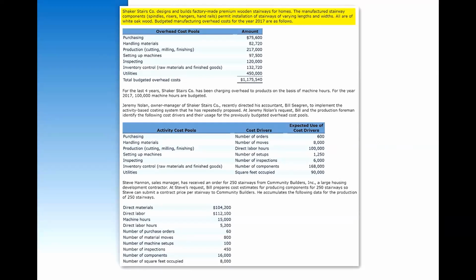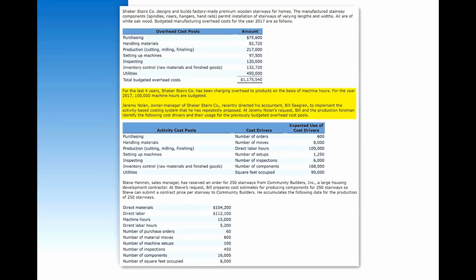All are made of white oak. We're told the budgeted manufacturing overhead costs for 2017 are as follows. And what we see here is the total budgeted overhead costs as well as the cost pools and amount allocated to each pool that would be used if we were using activity-based costing. For the last 4 years, the company has been charging overhead to products on the basis of machine hours. For the year 2017, 100,000 machine hours are budgeted.